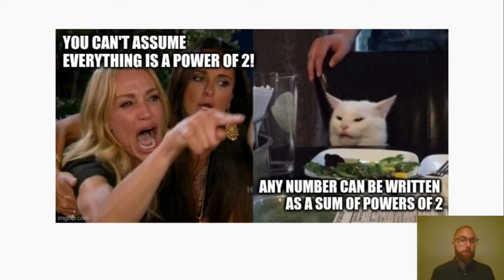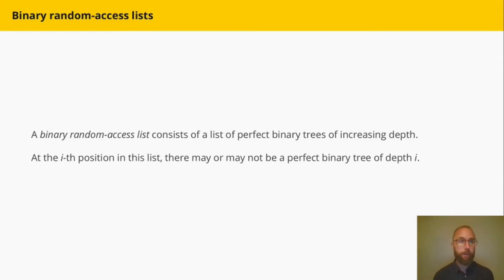But there's one observation I can make, which is that any number can be written as a sum of powers of 2 using its binary representation. And that's the key idea behind these binary random access lists. So a binary random access list consists of a list of perfectly balanced binary trees of increasing depth. And at the ith position in this list, there may or may not be a perfect binary tree of depth i.